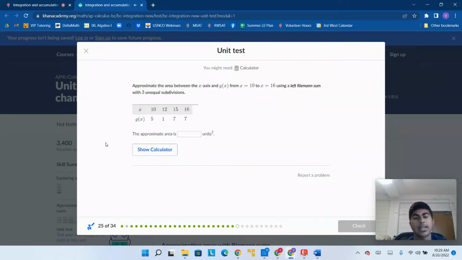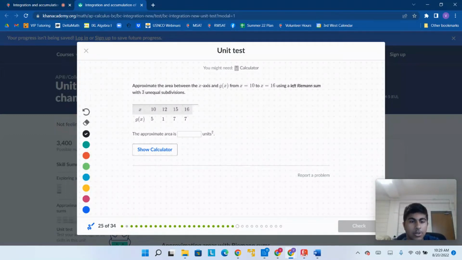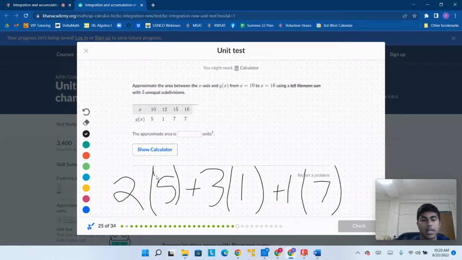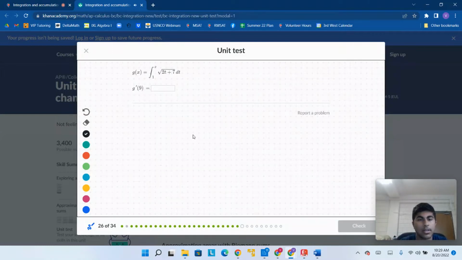Approximate the area between the x-axis and g of x from x equals 10 to x equals 16 using a left Riemann sum with 3 unequal subdivisions. Okay, so 3 unequal subdivisions, we're using a left Riemann sum. So first one's going to be the difference 2 times the 5. The next difference is 3 times the 1 on the left, plus another 1 times the 7. That's going to be 10 plus 3 plus 7, or 20. And we can keep going.